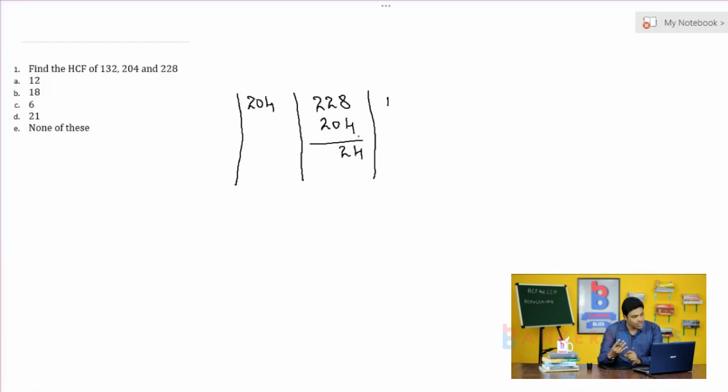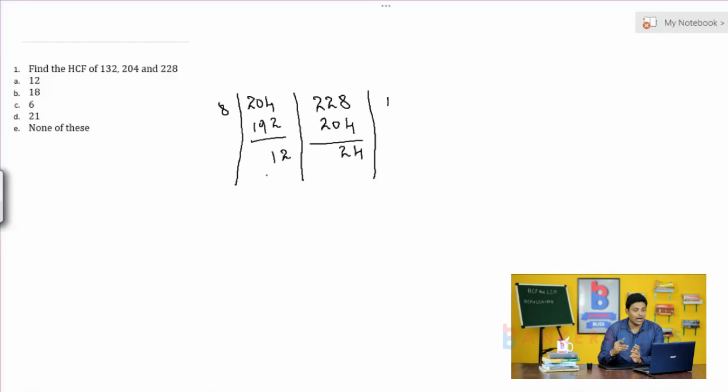Which is the bigger one? 204 is the bigger one. So you divide 204 by 24. 24 tens are 240, much greater than 204. So check for 8. 8 4s are 32, 3 carry over. 8 2s are 16, plus 3 is 19. So 8 times it is possible. So 192 you got. What is the remainder?